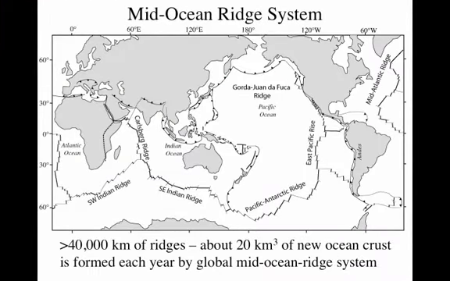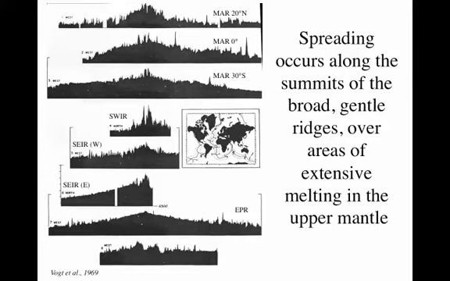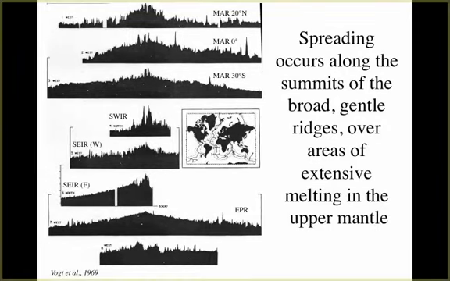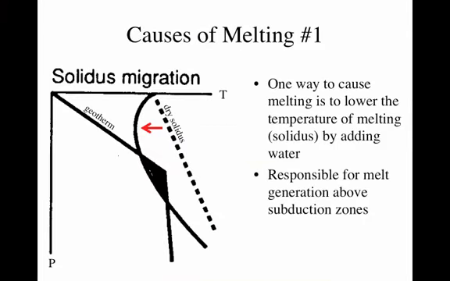This extensive system of over 40,000 kilometers of ocean ridges is creating about 20 cubic kilometers of new oceanic crust every year. The spreading is occurring along the summits of these broad, gentle ridges. And these are over areas of extensive melting in the upper mantle. And we have several causes of melting in the upper mantle to create this new oceanic crust.